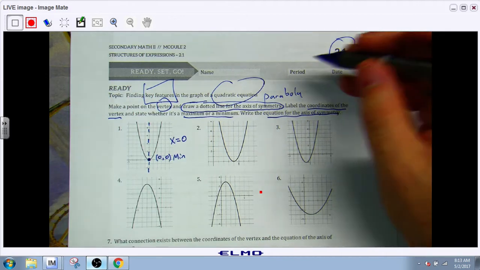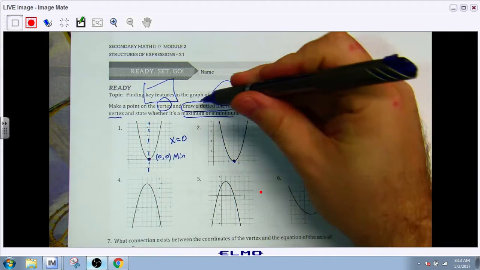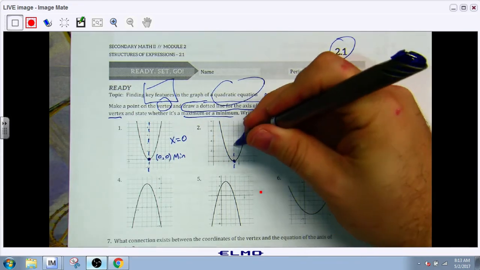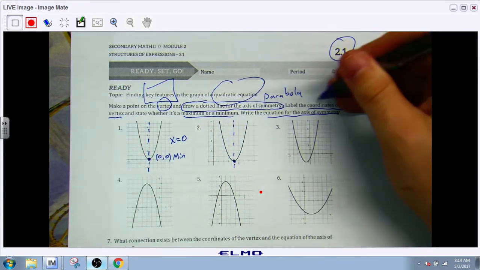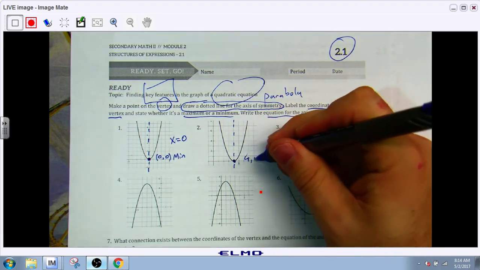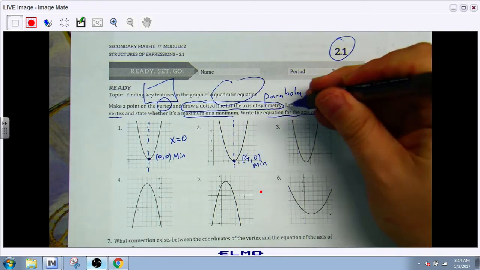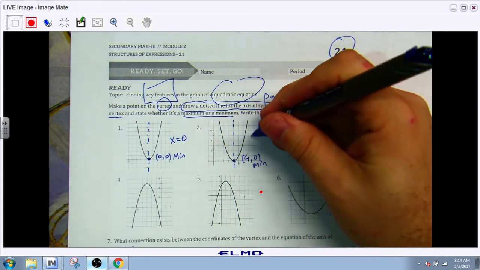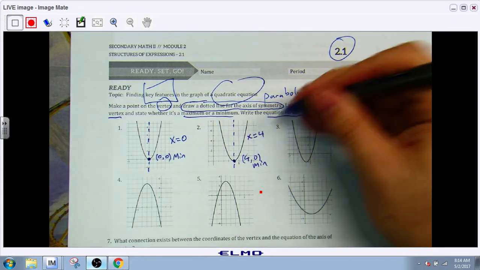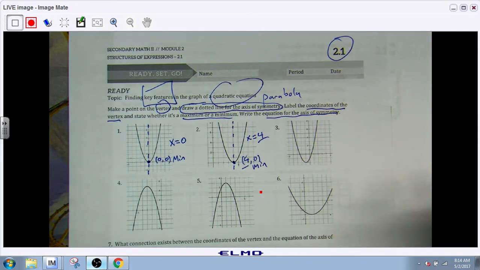I'll do one more just to make it clear. All right, so make a point of the vertex. Here it is. Draw a dotted line for the axis of symmetry. Here it is. Label the coordinate. Okay, so this is, my x is 4 and my y is 0. So it's 4, 0. It is still a minimum. And the equation of the axis of symmetry is x equals, and this time it's x equals 4. Okay. So notice some things. Notice that our x value and our equation are very similar. So keep that in mind as we move forward with that.